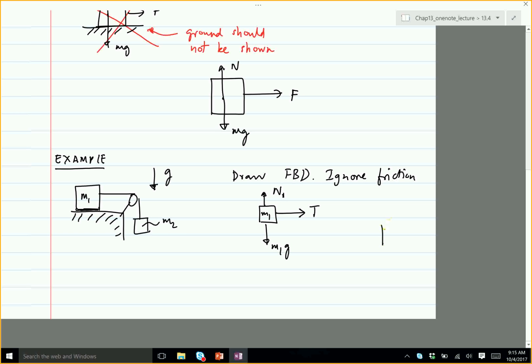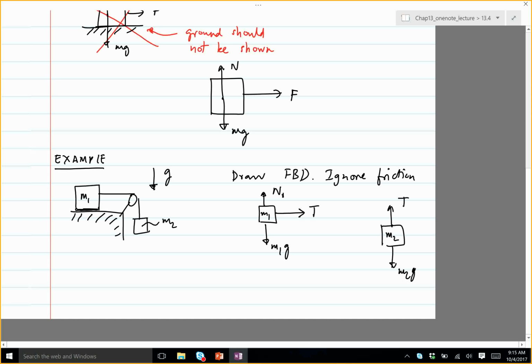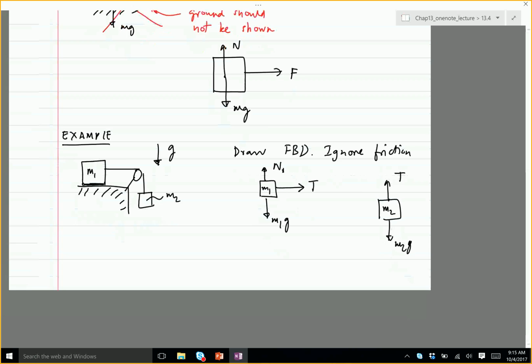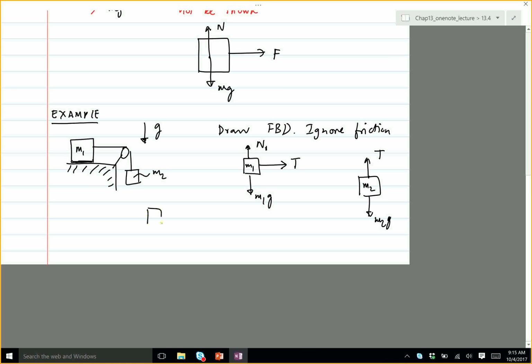So the other block is M2, M2G, and there's tension, right? So that's the free body diagram. I've removed all strings. Now it's perfectly fine if there's actually a third free body diagram you can draw, which involves M1 and M2. So if you want to draw this free body diagram, sometimes it's best to draw a free body diagram of the composite system.